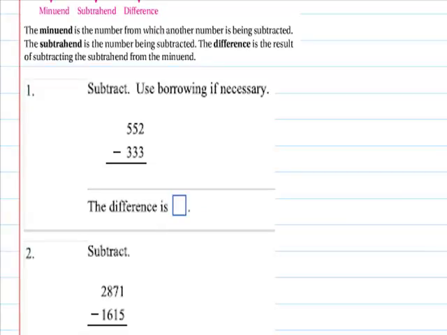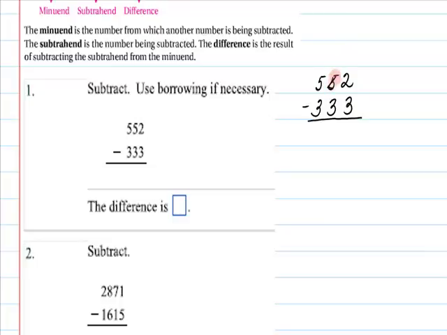All right, the first one says subtract using borrowing if necessary. So I have 552 and I'm subtracting 333. I line them up, make sure that the ones are lined up. Immediately, when I say, can I take 3 from 2? The answer is no, there is not enough in the ones.